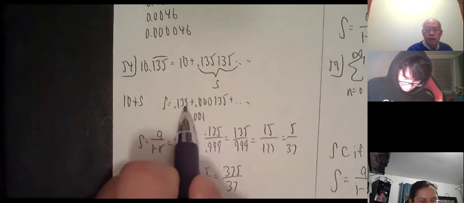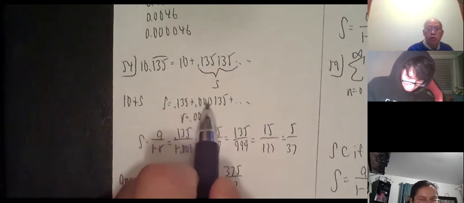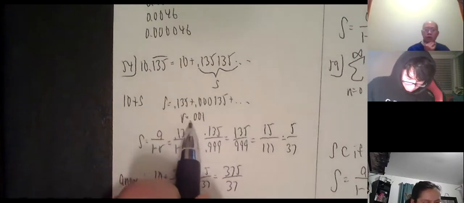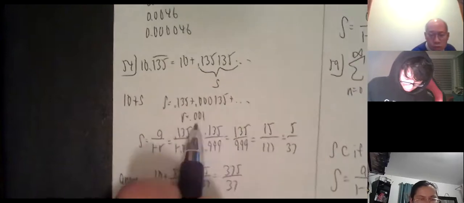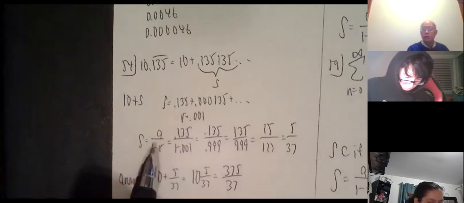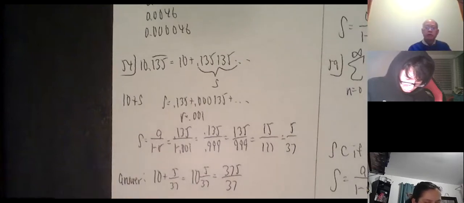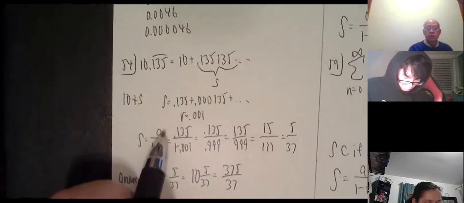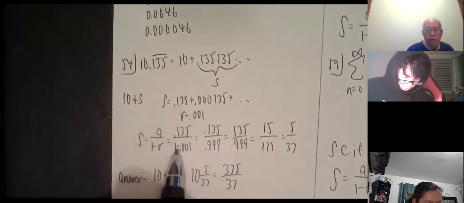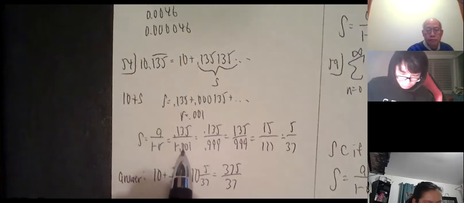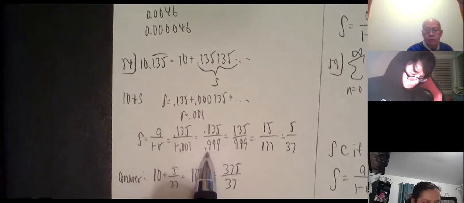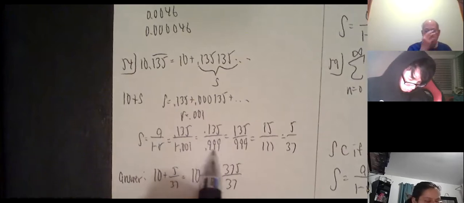So S is 0.135 plus 0.000135 plus dot, dot, dot. So the common ratio is 0.001. To go from here to here, you multiply by 1,000th. Okay, so the sum is A over 1 minus r. So 0.135 is the first term. A is the first term. 1 minus 0.001, which is 0.135 over 0.999. Move this over 3 spaces. Move this over 3 spaces.